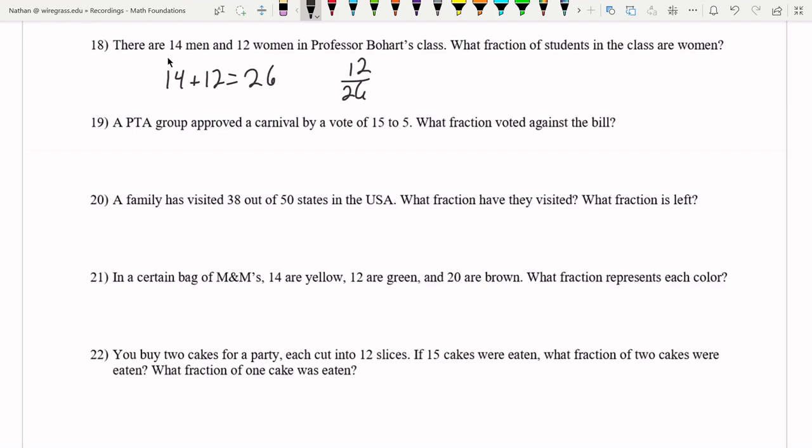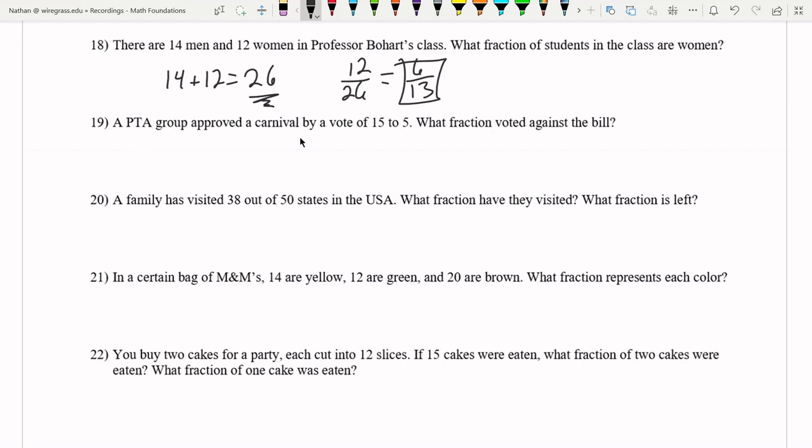It's not going to be 12 out of 14 because that doesn't make any sense. We're talking about the full class. Of course, this can be reduced. We can divide top and bottom by 2, giving me 6 over 13. So 6 over 13 of the class is women. That's the fraction of the class. And then, of course, 14 over 26 or 7 over 13 are going to be men.